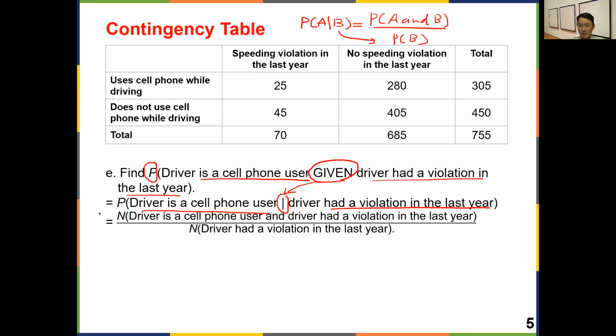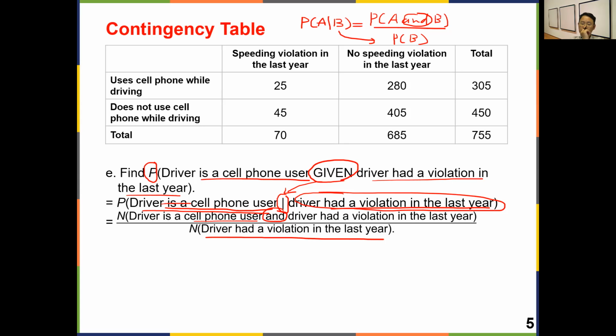So if we rewrite it, the given part, driver had a speed violation last year, goes under right here. And what goes to the top? Probability of A and B. So driver use cell phone, and remember this is going to be and. Why? Because this is that and right there. And driver had a violation last year.